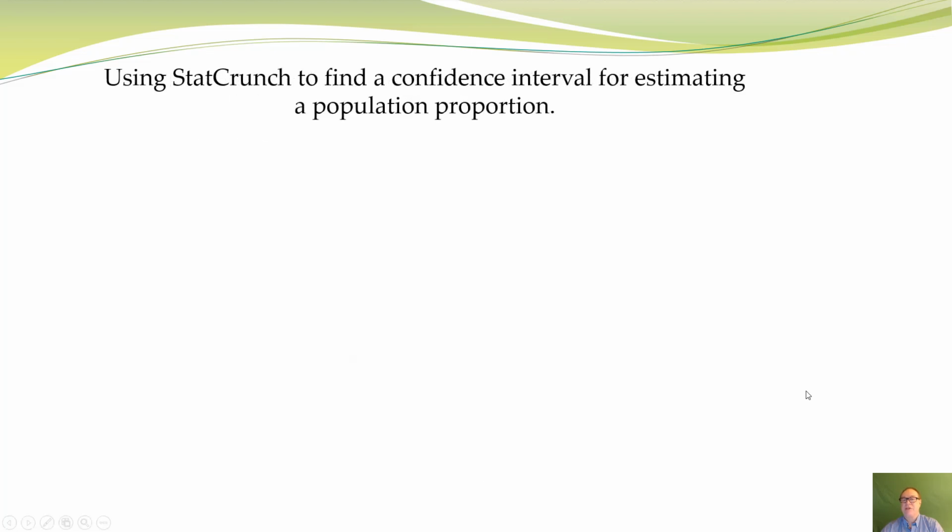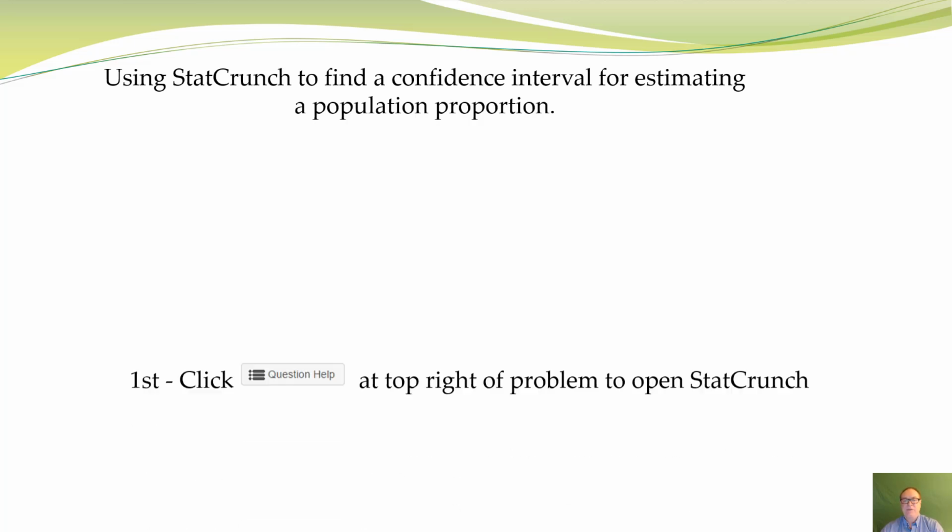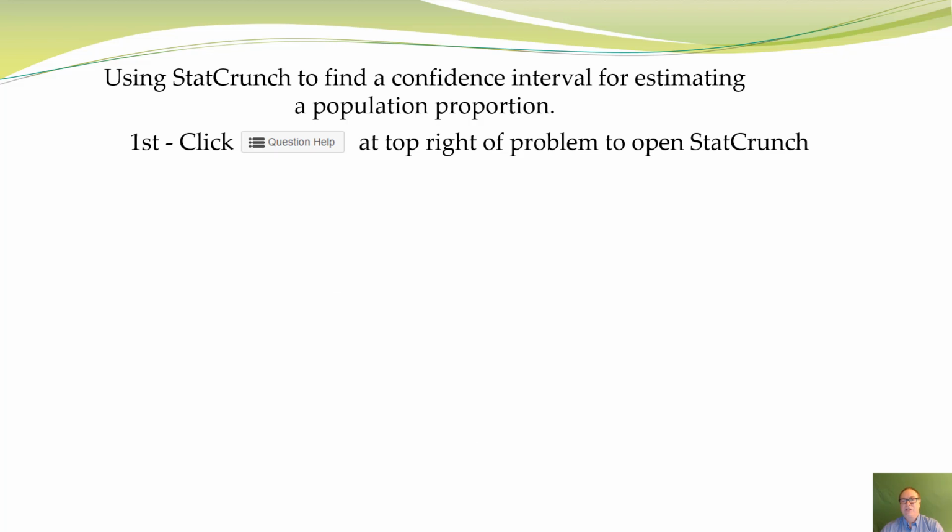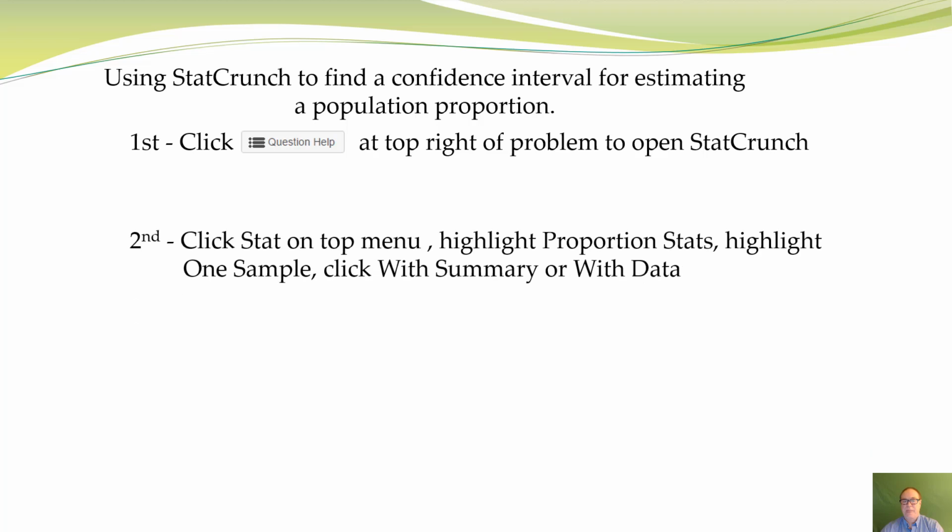Now, using StatCrunch to find a confidence interval for estimating a population proportion. I'll go through the steps here, and I'll show you what you get, and then I'll call up StatCrunch and actually go through it for the same problem we just did. First, click the question help at the top right of the problem to open StatCrunch.